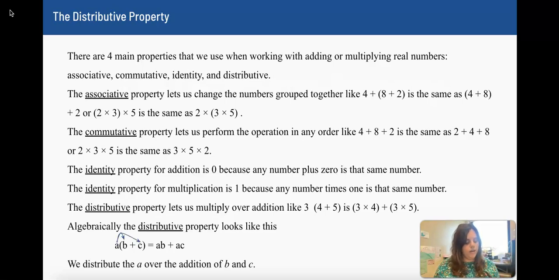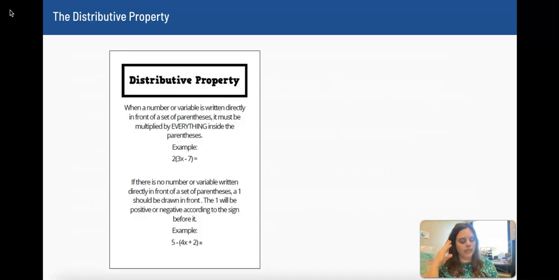And what we're doing here is we are distributing the A over the addition of B and C. When I distribute something, I give it to everybody that is present. So I am giving that A, or distributing it, to each thing in the parentheses. All right, let's look at some examples. When a number or variable is written directly in front of a set of parentheses, it must be multiplied by everything inside the parentheses. So again, that distributing.